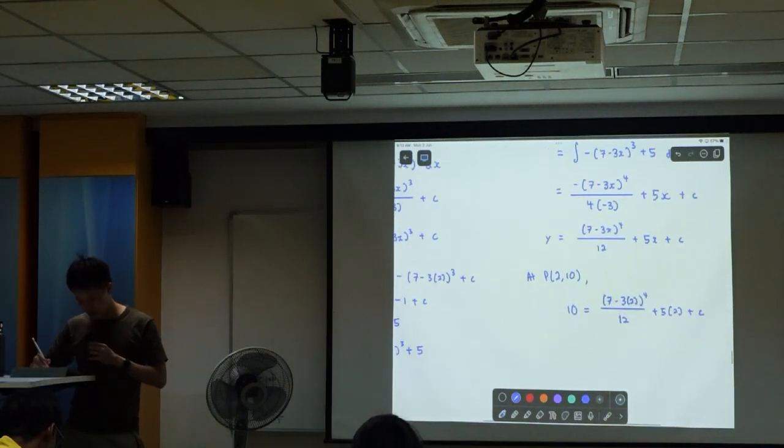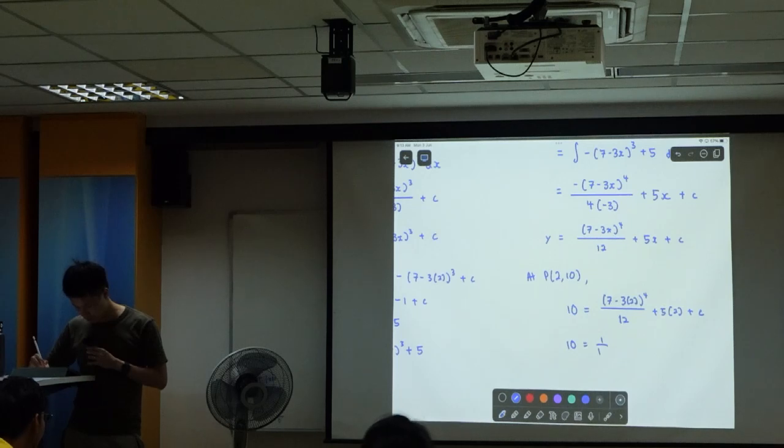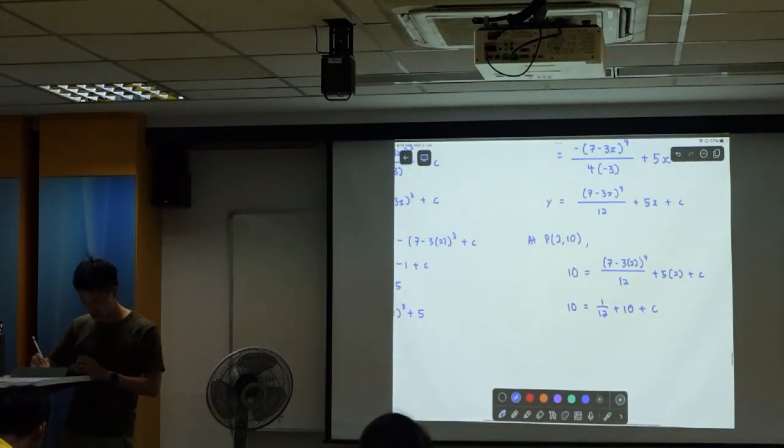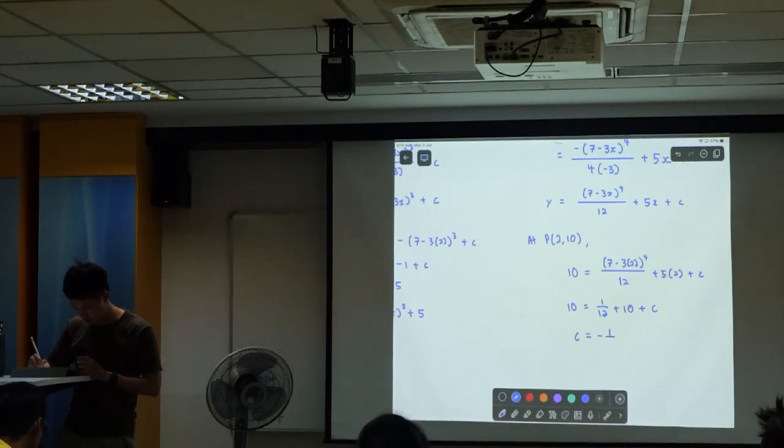So 10 equals 1 over 12. Oh no, why got 1 over 12 plus 10 plus c? But this is easy because there's a 10 there. c equals negative 1 over 12.